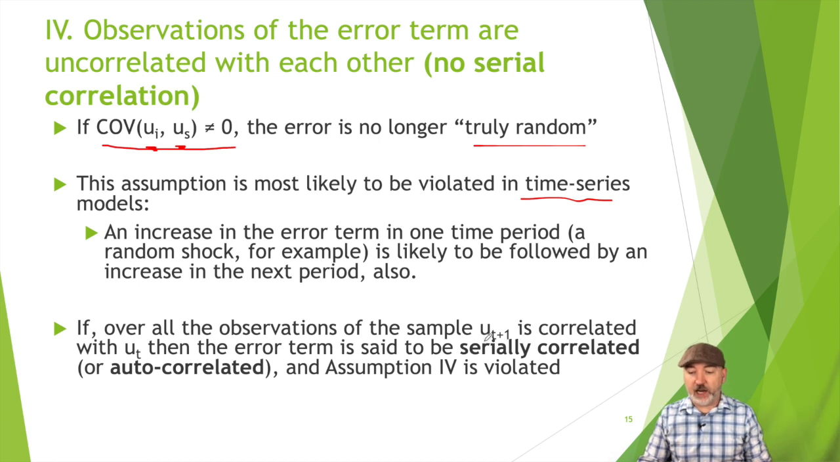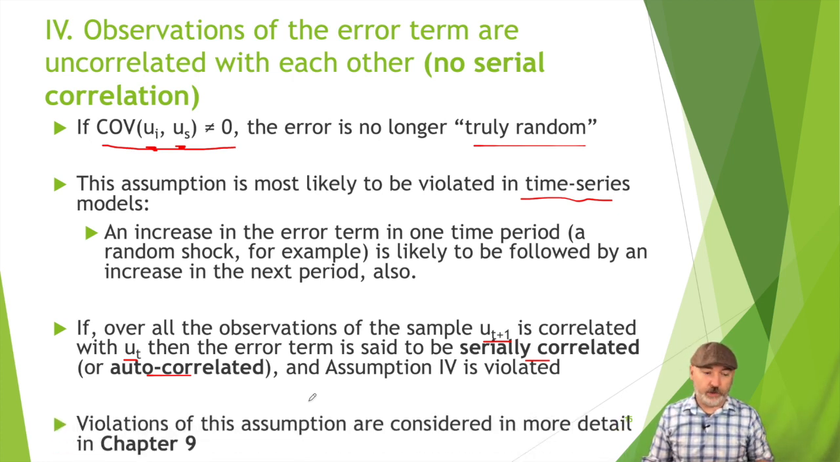So putting it into time series notation, if the error term u sub t plus 1 is correlated with u sub t, then the error term is said to be serially correlated or autocorrelated, and thus violating our assumption. So t plus 1 would just be tomorrow, t would be today. Okay.